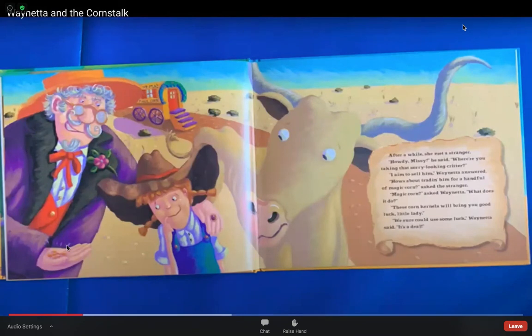Magic corn? Interesting. I'm seeing some magic corn kernels right here. Just like Jack was supposed to sell his cow, but he got magic beans instead. Oh my goodness. Whenetta seems a little bit like Jack. I wonder what choice she's going to make.